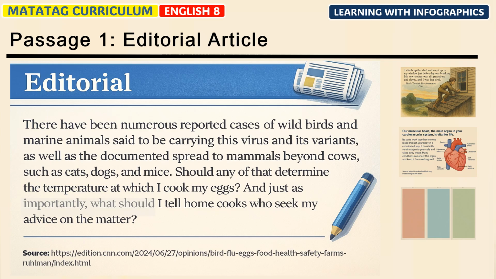There have been numerous reported cases of wild birds and marine animals said to be carrying this virus and its variants, as well as the documented spread to mammals beyond cows, such as cats, dogs, and mice. Should any of that determine the temperature at which I cook my eggs? And just as importantly, what should I tell home cooks who seek my advice on the matter?